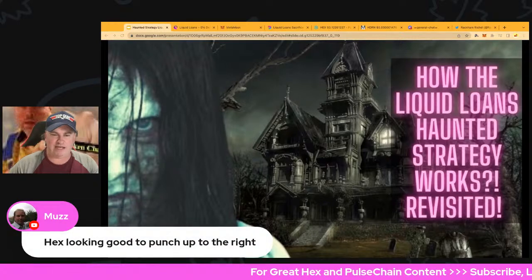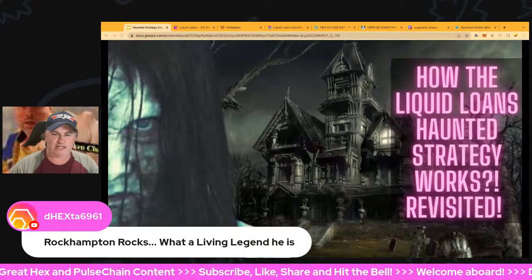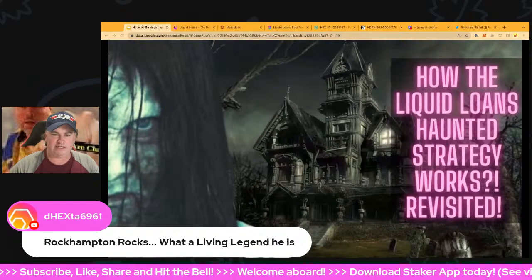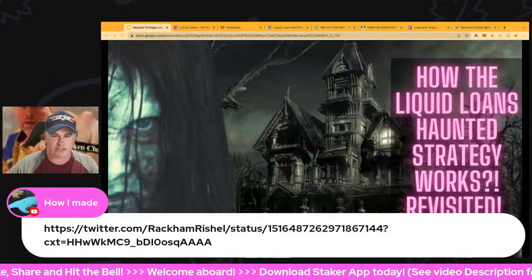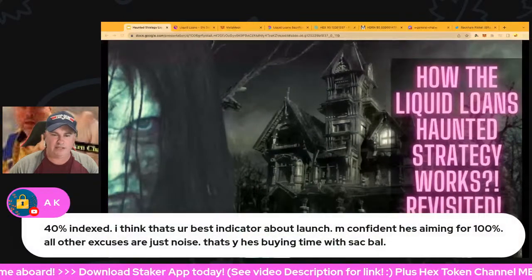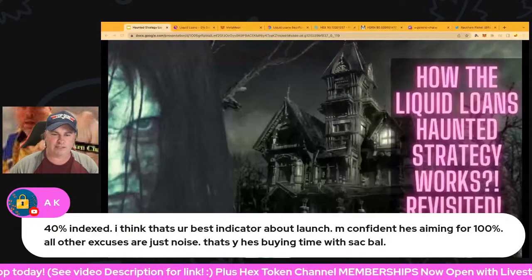Muzz says Hex looking good to punch up to the right. Muzz says we're going to look at the Hex price later on. That's also on our agenda for today's live stream. And Rockhampton rocks. What a living legend he is, says DX. Here's the link to Rackham's status. We're going to check that out, but I am going to watch Rackham's how I made it. So I should be fine with that. I've got that loaded up already. So hopefully we're talking about the same thing.